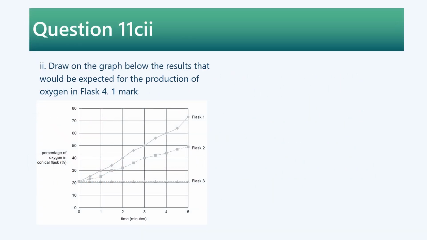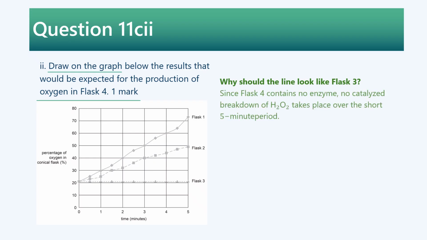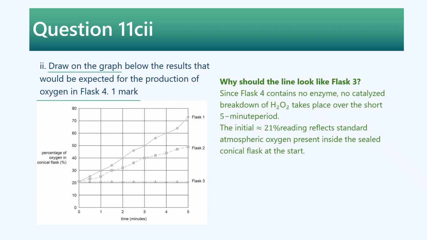Draw on the graph below the results that would be expected for the production of oxygen in Flask 4. 1 mark. Why should the line look like Flask 3? Since Flask 4 contains no enzyme, no catalyzed breakdown of H2O2 takes place over the short 5-minute period.